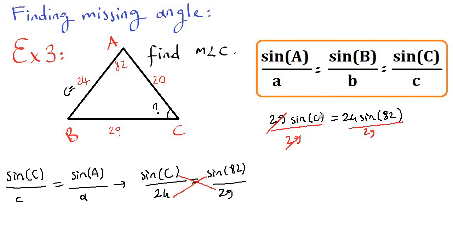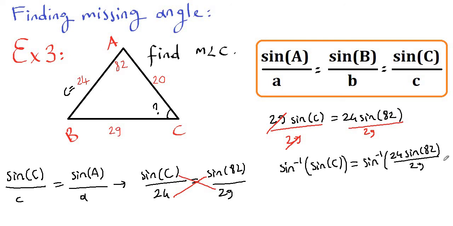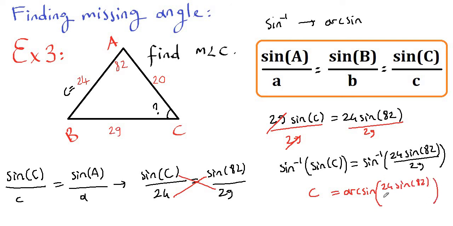Now, because we are looking for the angle, we need to inverse sine both sides. So if we use the inverse operation of sine, angle C becomes free. So we're going to arc sine on both sides. Sine inverse is the same thing as arc sine. So sine inverse cancels sine, so angle C will be equal to this expression: arc sine of 24 sine of 82 divided by 29, and the calculator will tell us.